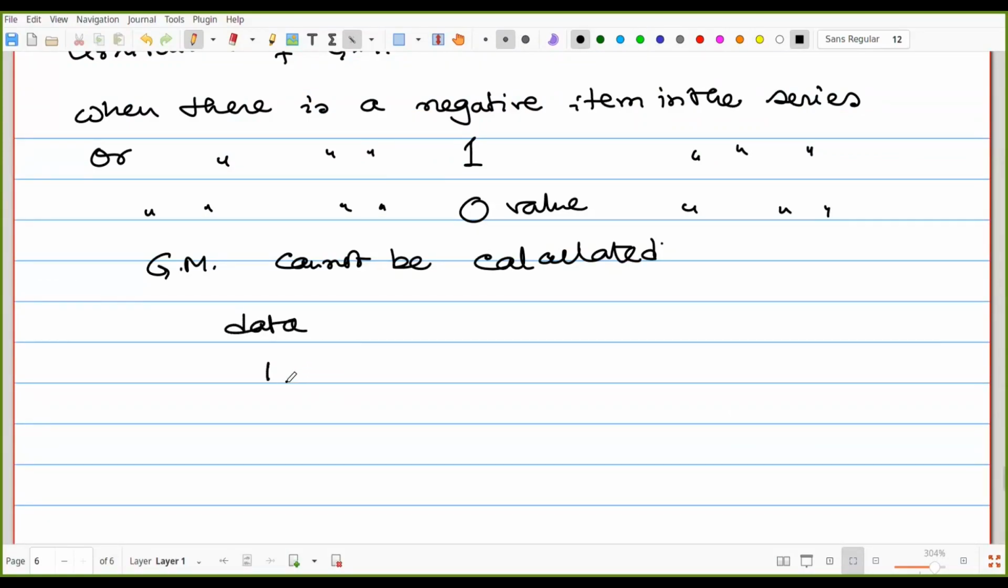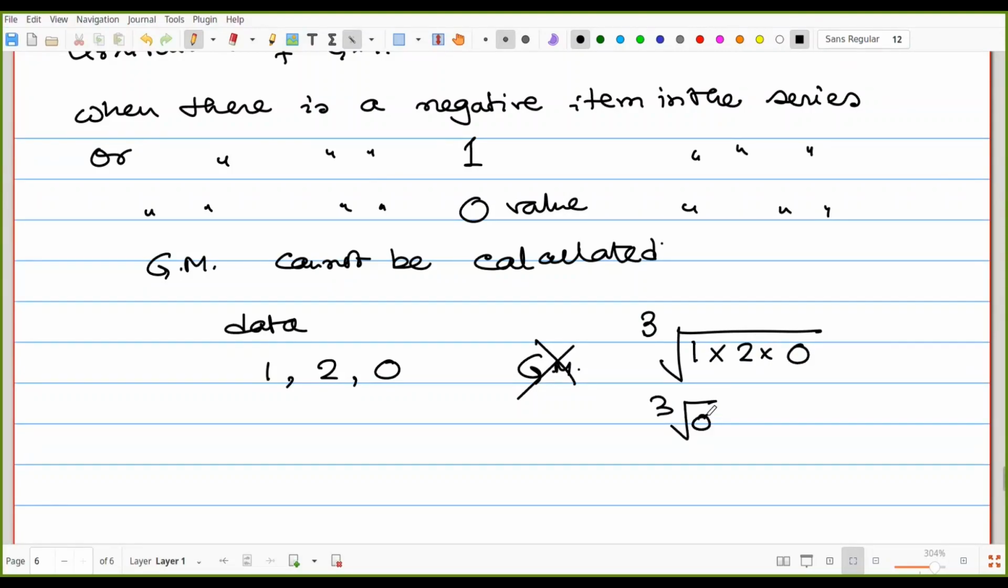that means 1, 2, 0. We cannot find the geometric mean here because the cube root of 1 into 2 into 0 gives us 0, and the 0th cube root is an impossible case. When the data is 0 or 1, there is a problem. So in other cases, like discounting or average rate of growth, the geometric mean gives us very precise and perfect calculations.